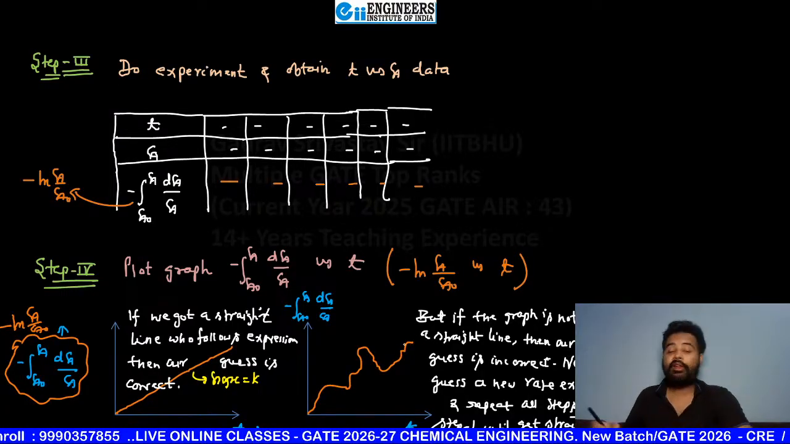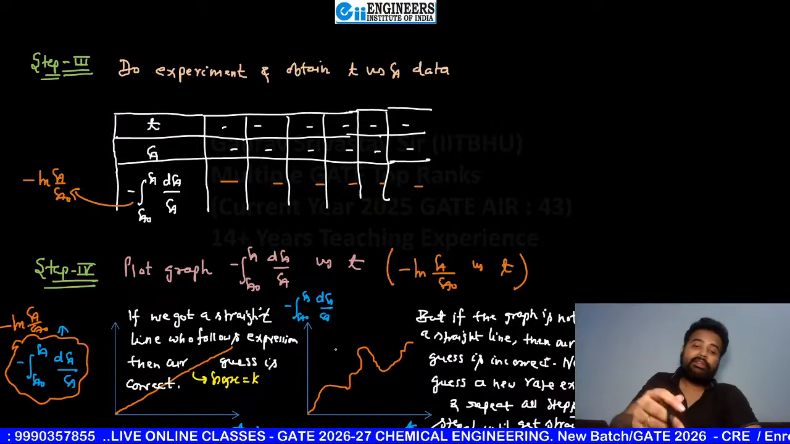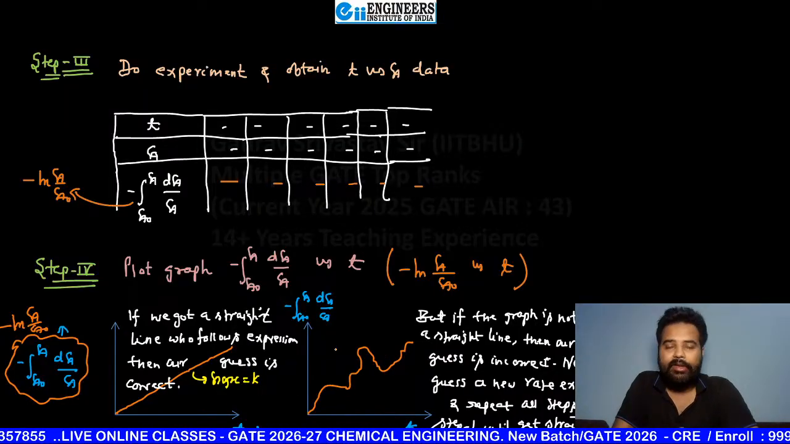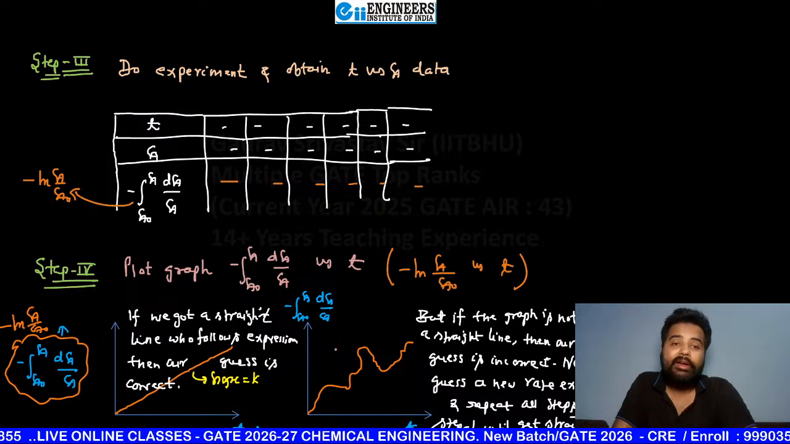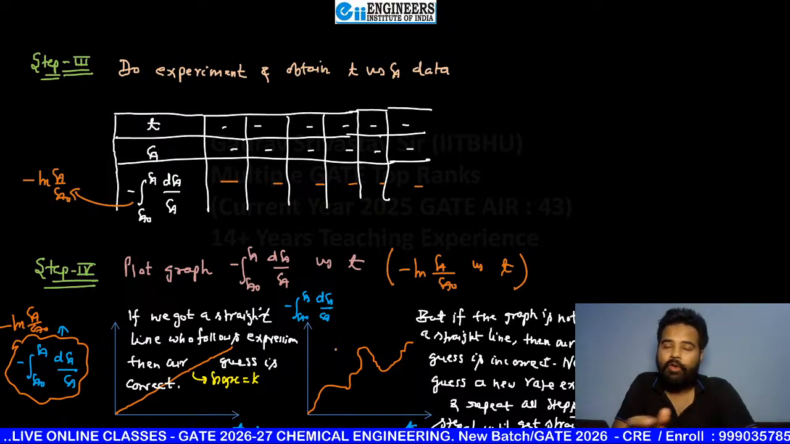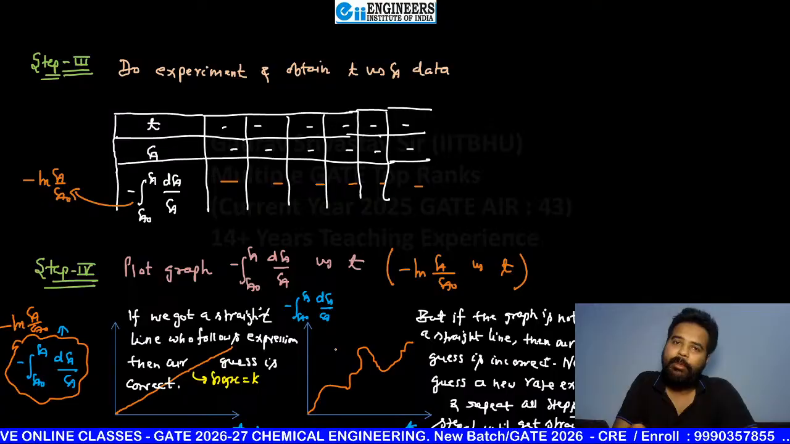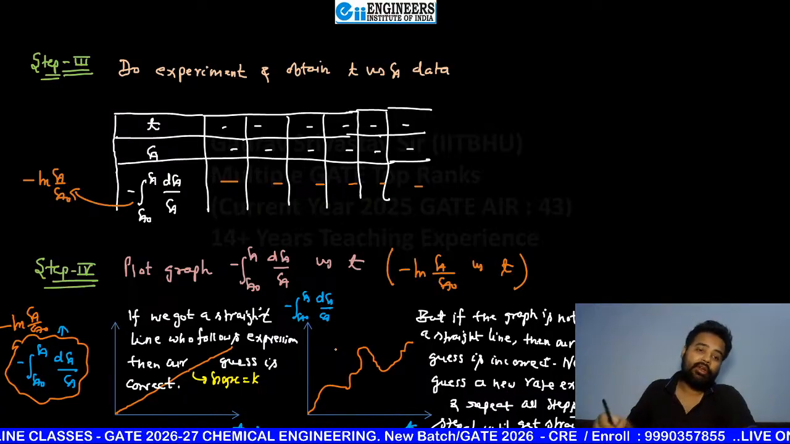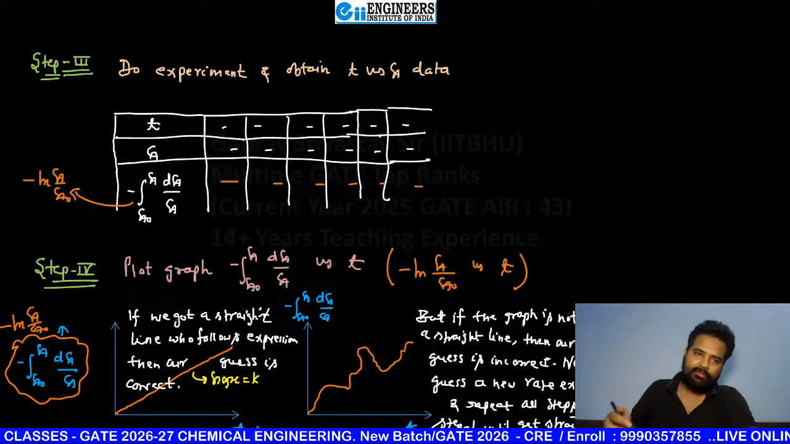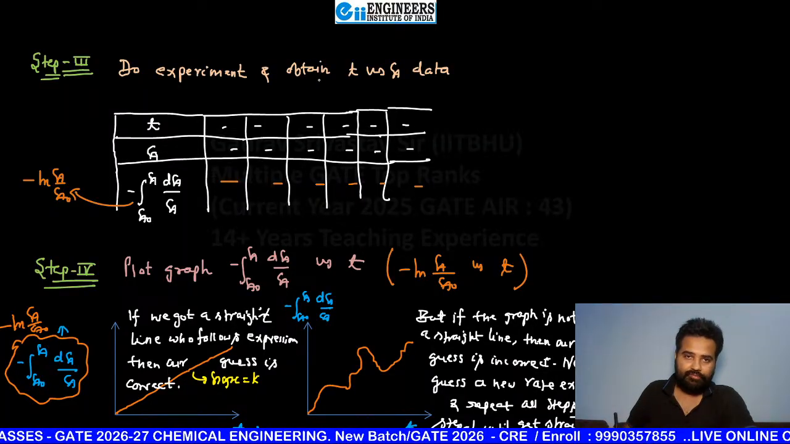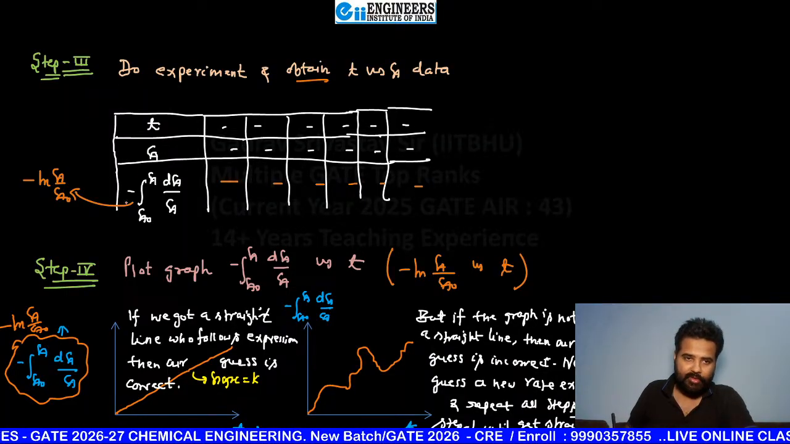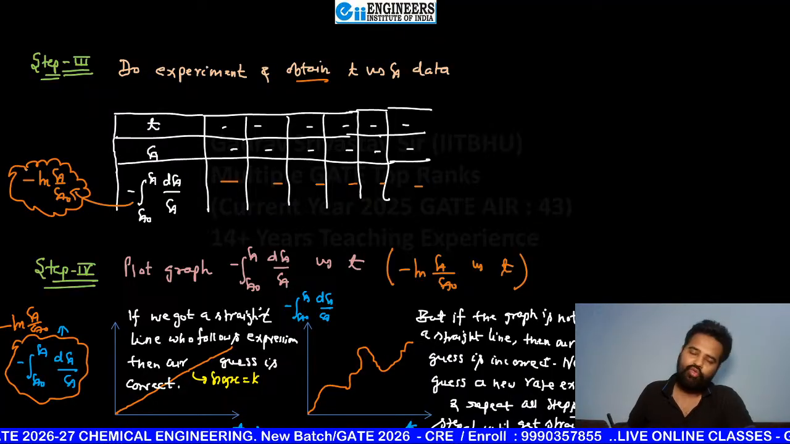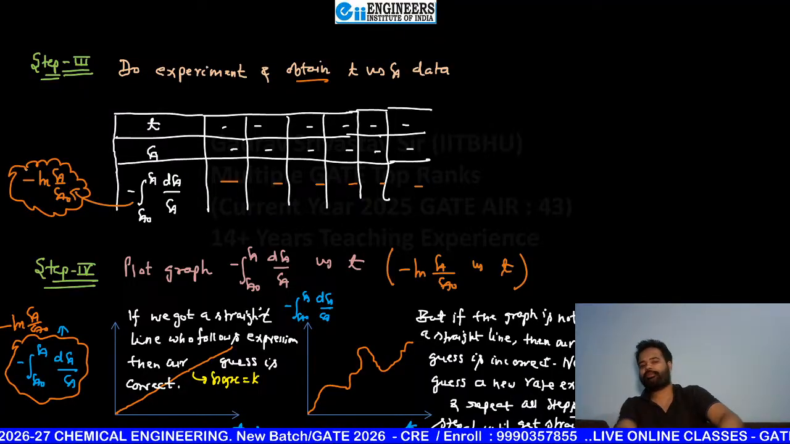That means clearly our guess is not correct, and now we have to again guess a new rate expression, and now again you have to perform all steps, but no need to do experiment again. Just perform all steps. That means again you have to make a new guess, and this guess will give you a new expression, and you have to plot a new graph. That means just repetition of steps.